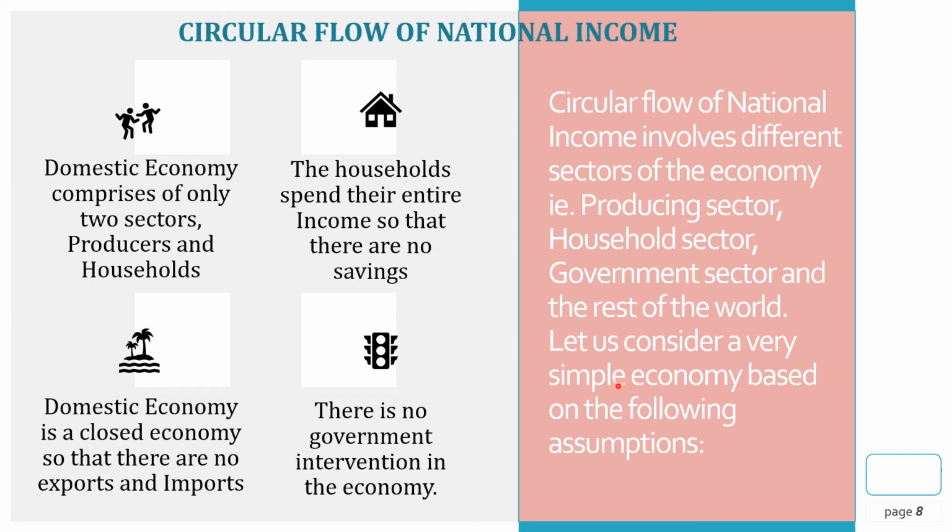Let us consider a very simple economy based on the following assumptions. The first assumption: we assume that the domestic economy comprises only two sectors, producers and households. Second assumption: the households spend their entire income so that there are no savings. The third assumption: the domestic economy is a closed economy so that there are no exports and imports. And the fourth assumption: there is no government intervention in the economy.